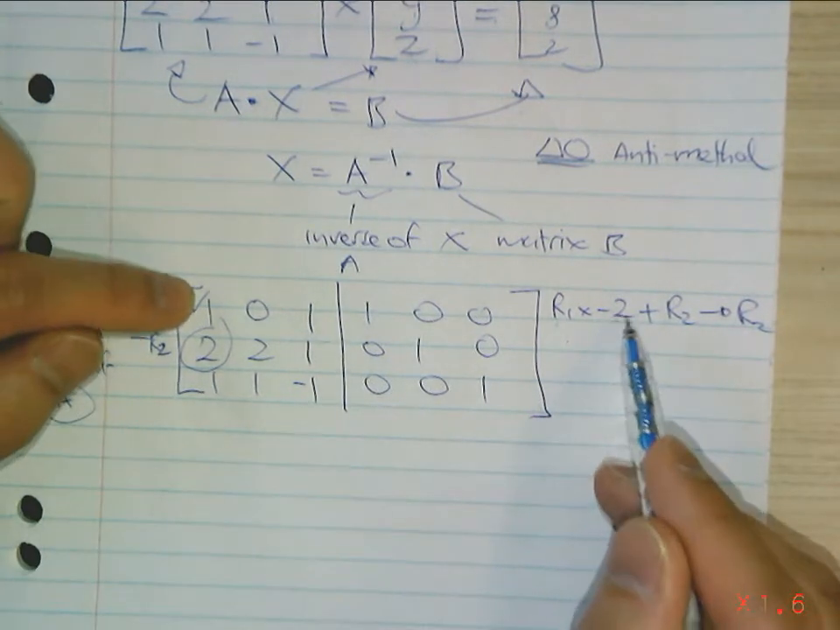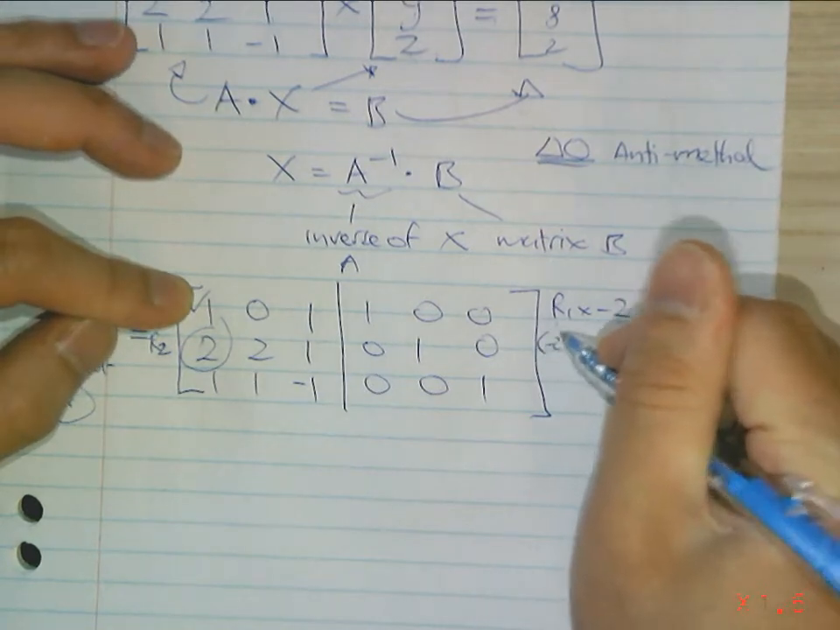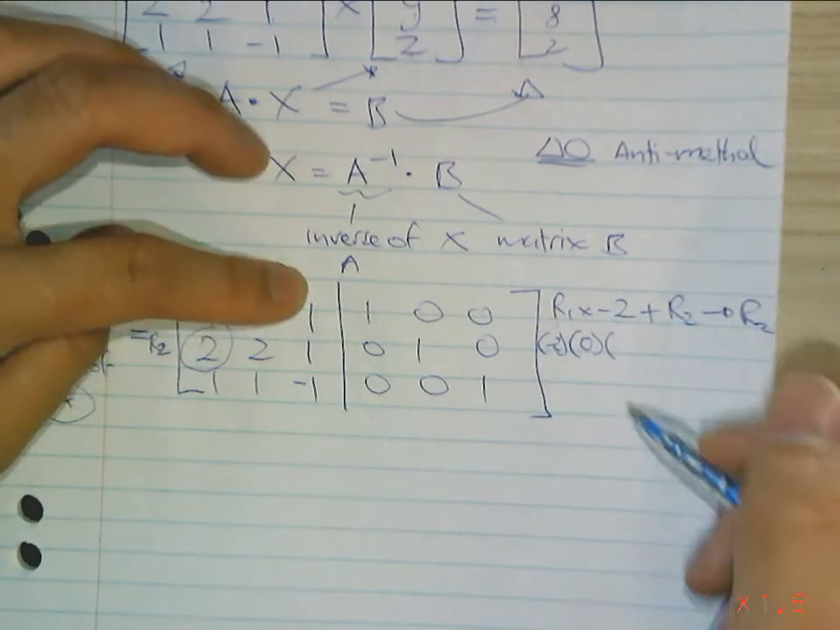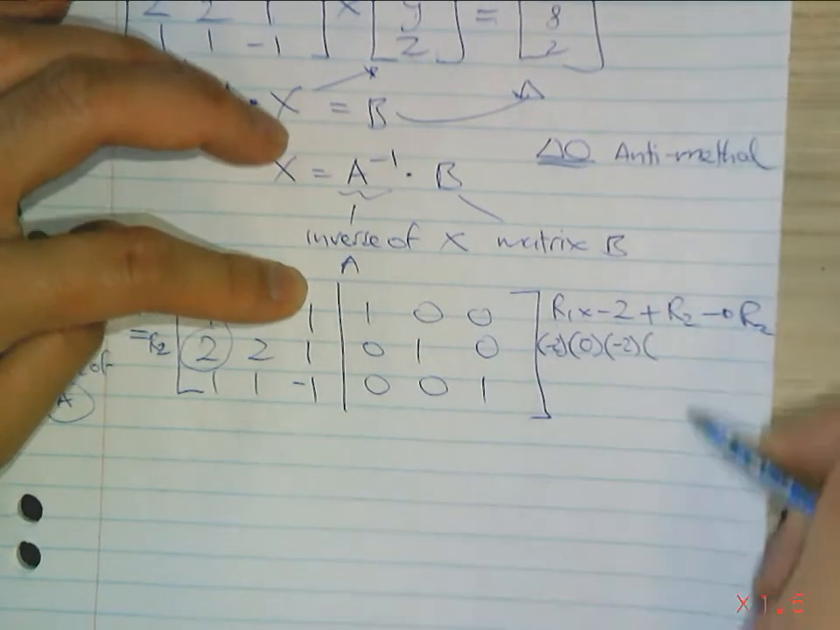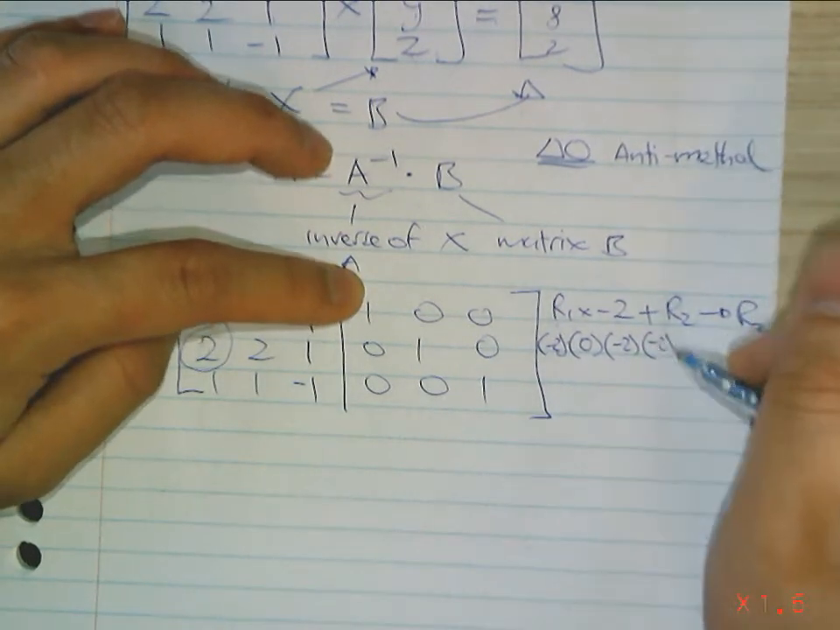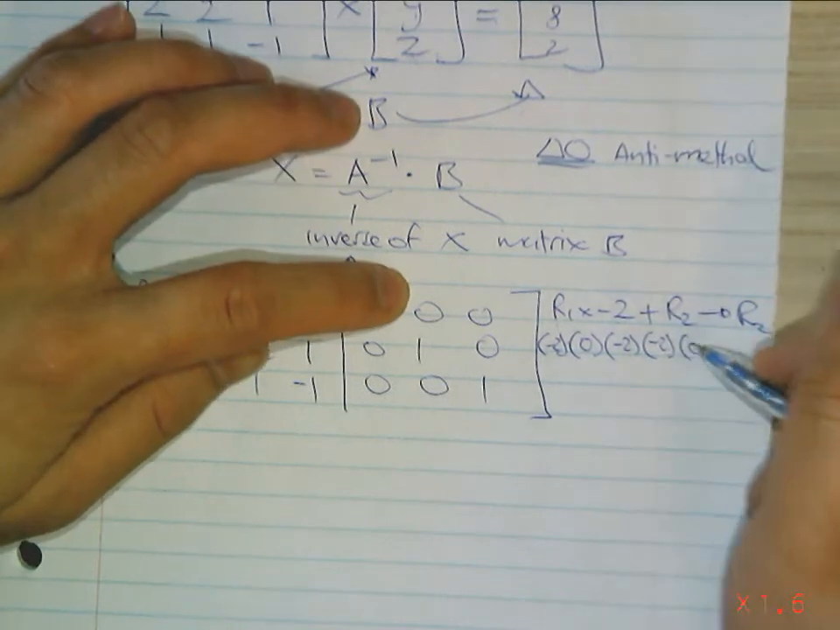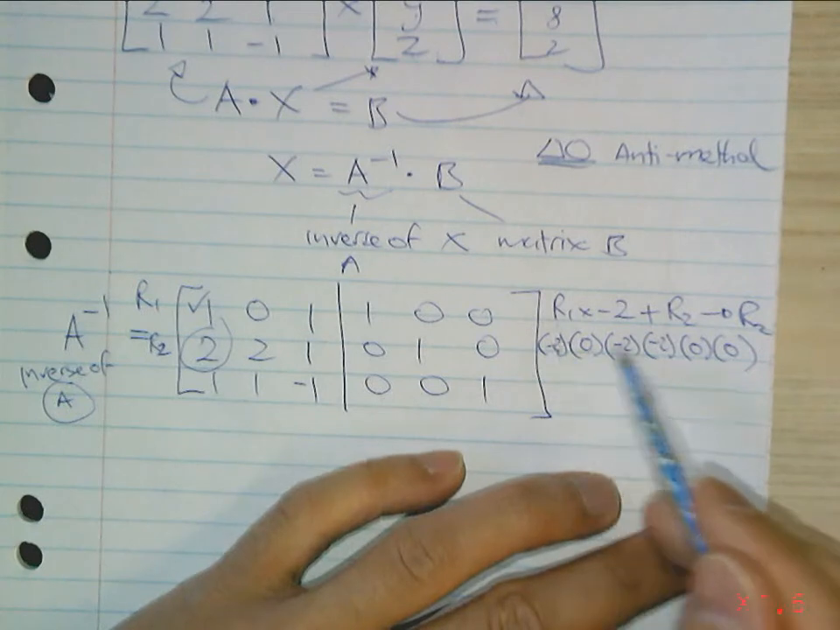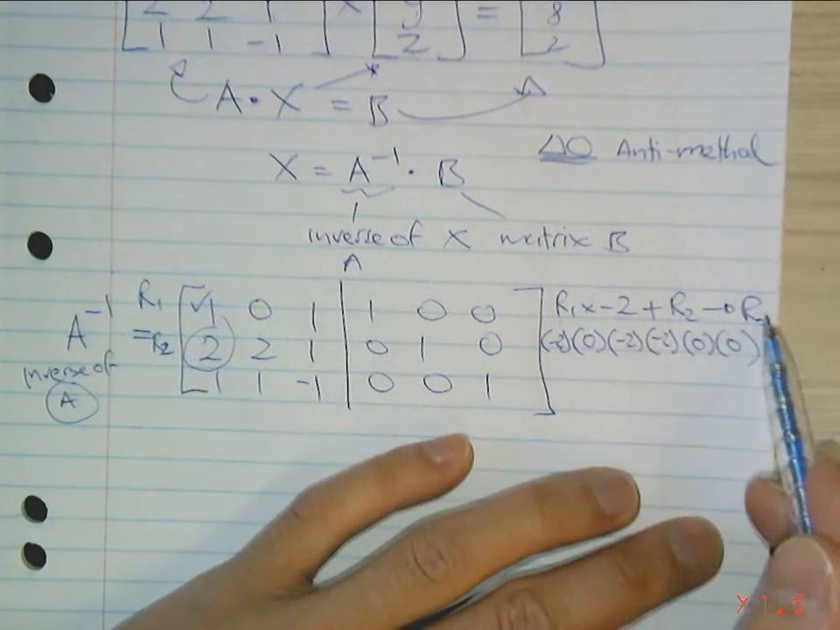So here we go. 1 times negative 2 is negative 2. 0 times negative 2 is 0. 1 times negative 2 is negative 2. 1 times negative 2 is negative 2. 0 times negative 2 is 0. And 0 times negative 2 is 0. Okay, so each one of these I'm going to add to old row 2 to form the new row 2.